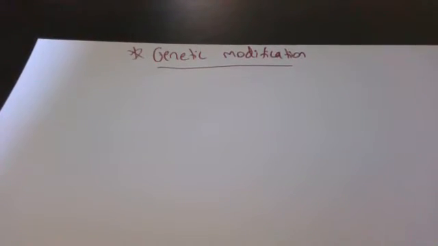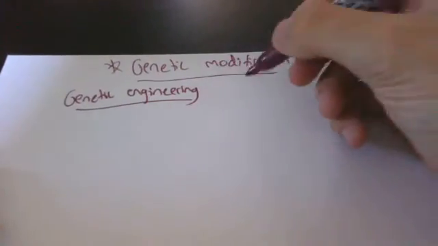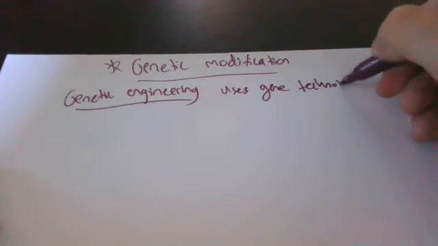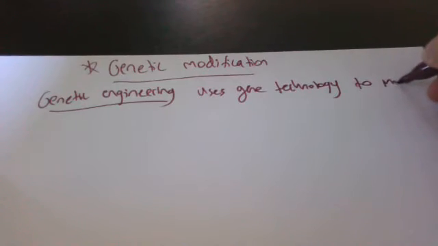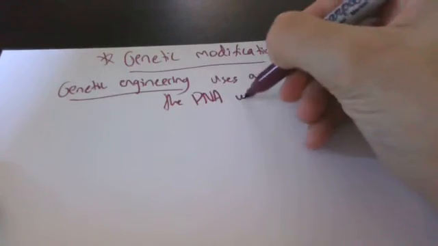Okay, in this video I want to talk about genetic modification. When you hear the word genetic engineering, you straight away think of something involving tools, perhaps, to literally force DNA apart. That's sort of true, but here's the real definition of genetic engineering. There's a word you should familiarize yourself with. Basically it uses gene technology to manipulate the DNA within an organism.